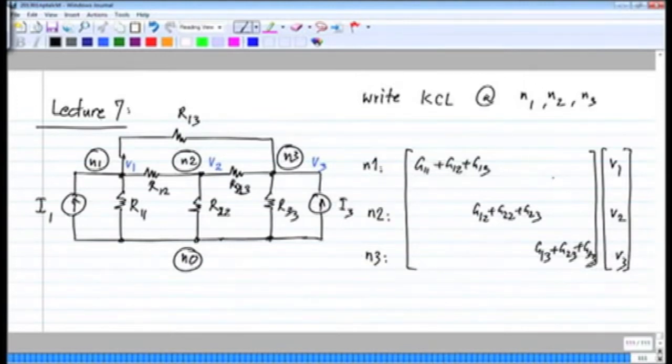And the off diagonal elements, this entry A12 for instance, is the negative of the conductance between node 1 and node 2. So this is minus G12, and it's a symmetric matrix. This is also minus G12, and here we have the negative of the conductance between node 1 and 3, and here also the same thing. So this will be minus G13, and finally these two will be minus G23.